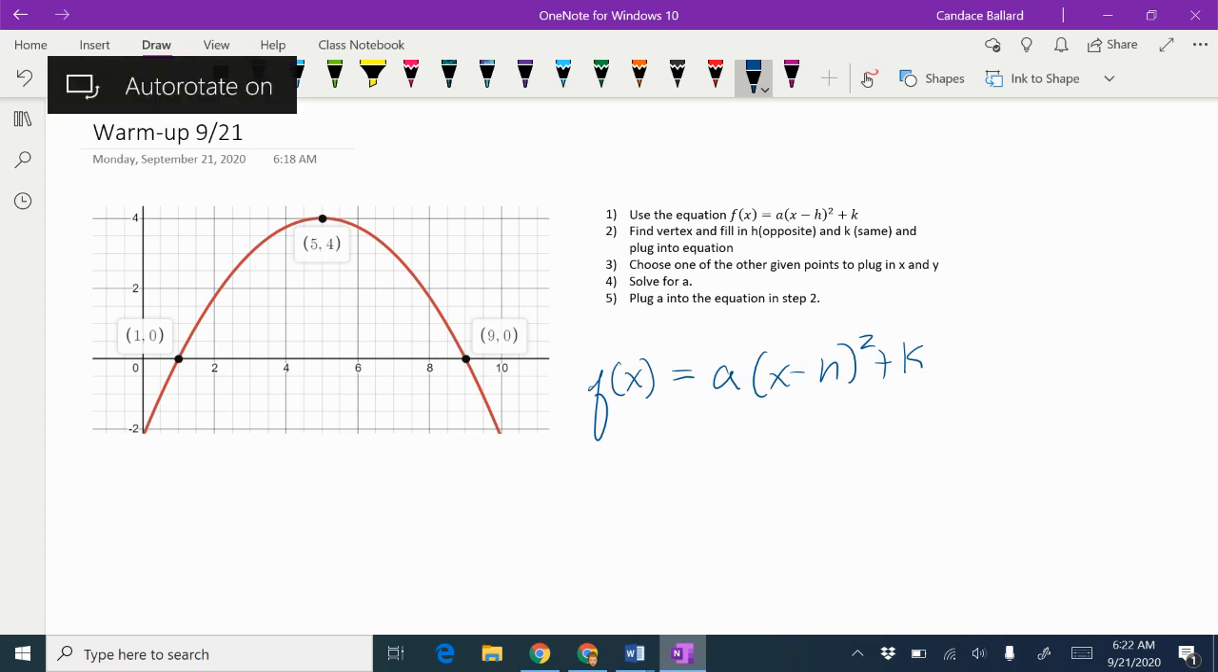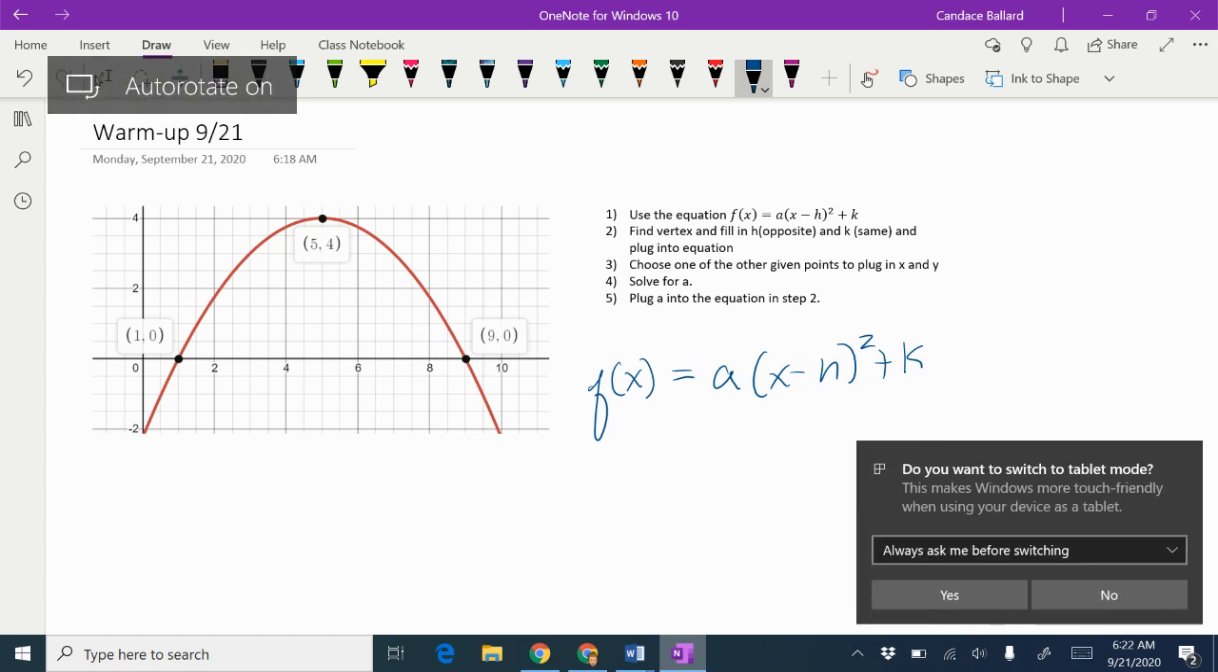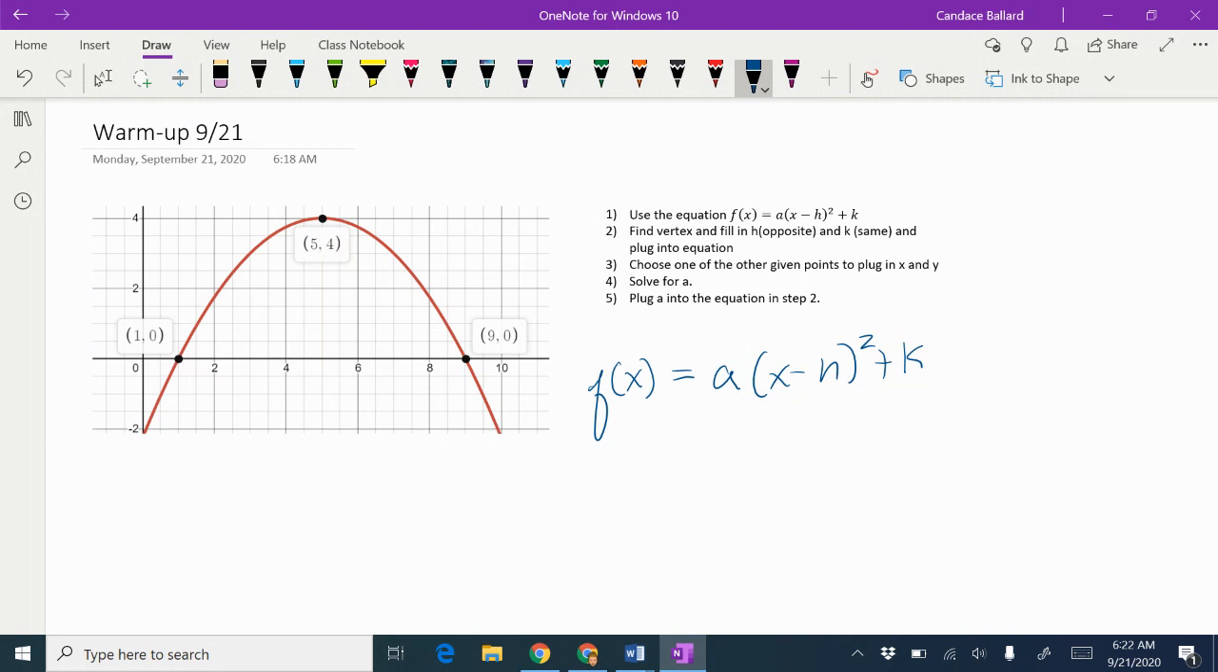So there's some confusion on the last lesson, so I wanted to clear it up here in the warm-up question today. The last lesson just boils down to these 5 steps. First of all, we're going to use this equation, f of x equals a times x minus h squared plus k. We're going to go to the numbers that they gave us in the picture, and we're going to find the vertex, which is either the highest or lowest point.